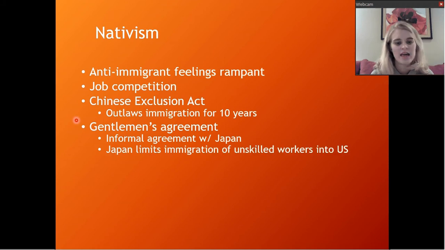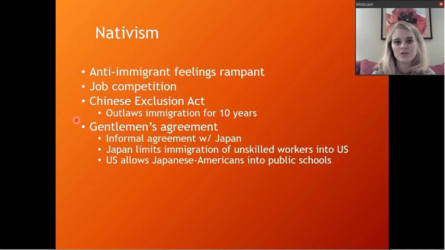So Japan says, all right, we won't let Japanese people leave to go to the United States, especially unskilled workers. We might let like teachers or other scholars or people who are skilled, they can go, but we're going to keep unskilled people from going. You're poor people, basically. And in return, the U.S.